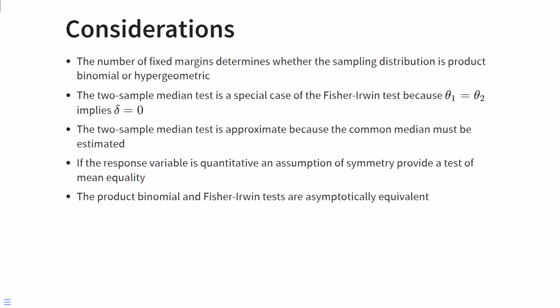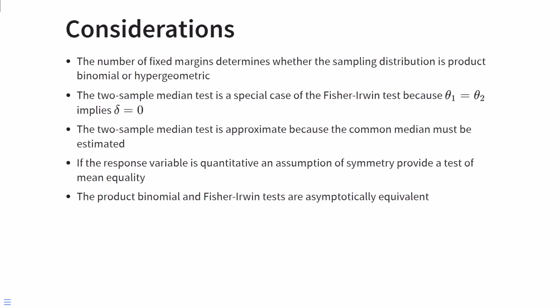Here are some considerations when working with 2x2 tables. The number of fixed margins determines whether the sampling distribution is product binomial or hypergeometric. For the product binomial, we have one fixed margin, that is, we know the sample sizes in advance. For the hypergeometric, we have two fixed margins. We not only know the sample sizes, we know the number of successes in advance.